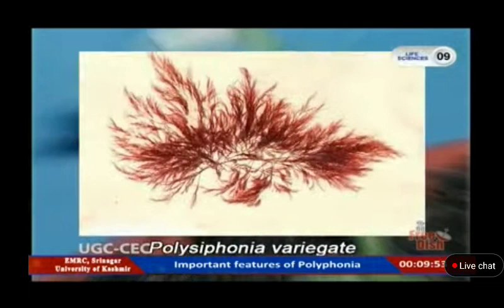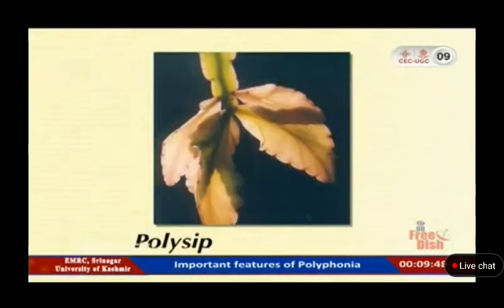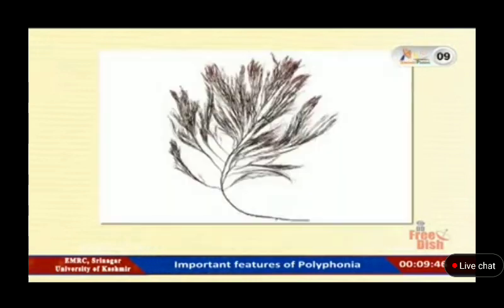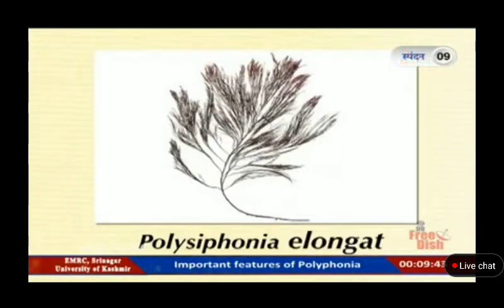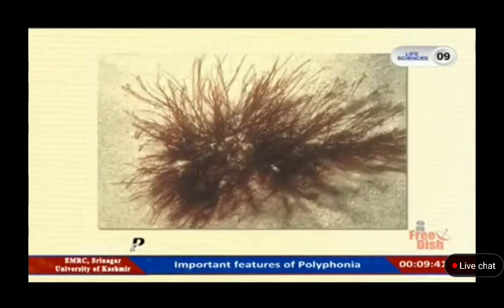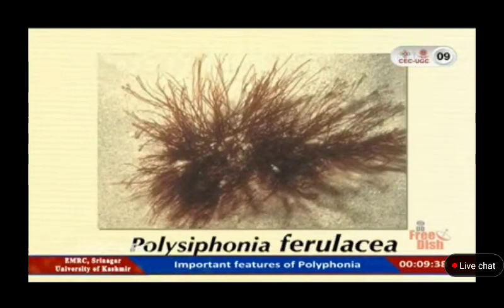In India, Polysiphonia shows common distribution along the west coast. Common species found in India are Polysiphonia variegata, Polysiphonia platycarpa, Polysiphonia elongata, and Polysiphonia furcellata. Most of its species grow as epiphytes on the members of Fucaceae and other large marine algae.